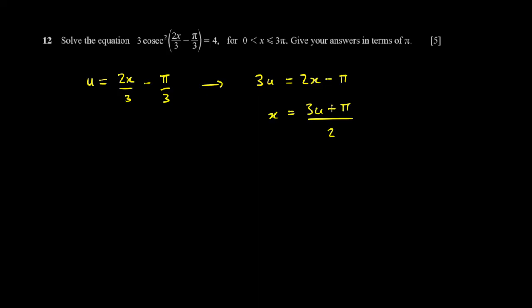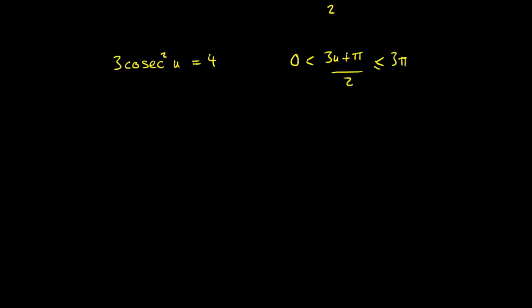Well, because I want to change this slightly difficult problem in terms of x, with this domain of x, into a simpler problem involving u with a different domain for u. So I'm going to write 3 cosec squared u is equal to 4. And the domain, instead of x being between 0 and 3 pi, we're going to have 3u plus pi upon 2 between 0 and 3 pi, right? So in other words, I've replaced the x there with the expression in terms of u.